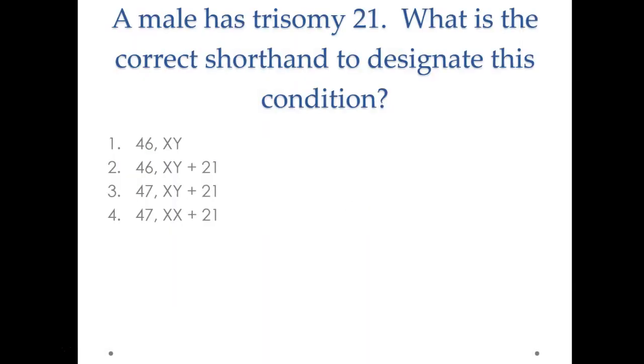Okay, let's do another quick comprehension check. A male has trisomy 21. What is the correct shorthand to designate this condition? I'm not going to read all these, but you can look at the answers 1, 2, 3, and 4. So which one is this individual? It's actually number 3. He has an extra chromosome, so he would be 47. He's a male, and the extra chromosome that he has is chromosome number 21.